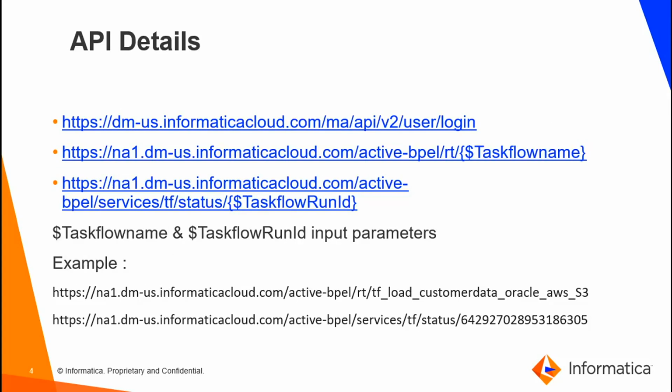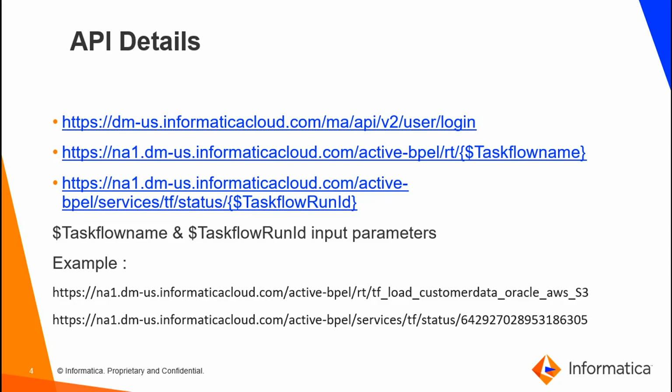To build this entire process, we'll be using three particular APIs. The first API is to log in using the Informatica API to get the IC session ID. The second API we'll be using passes the Taskflow name as a dynamic value. That means by building this process, I can run any Taskflow. So that's what the $Taskflow name is, nothing but the Taskflow that I'm going to run.